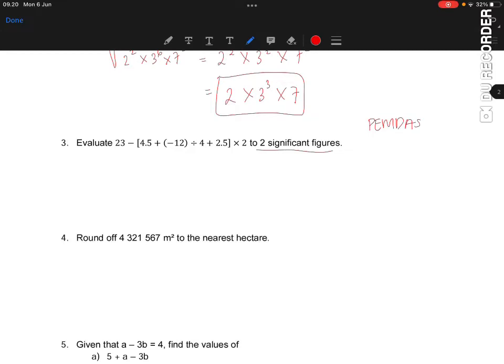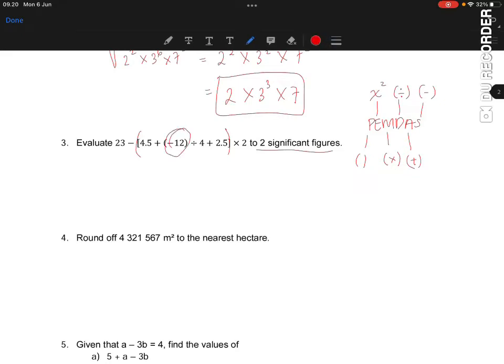P for the parenthesis. E for the exponential. M for the multiplications, D for divisions, A for addition, S for subtractions. So if you have a parenthesis here, you can identify which one is the parenthesis. Alright, so the parenthesis here is only the outside. This negative 12, there is a bracket on it.